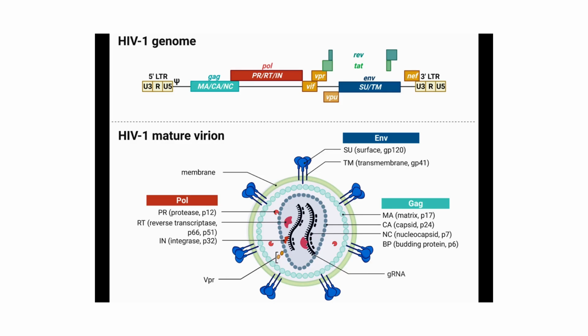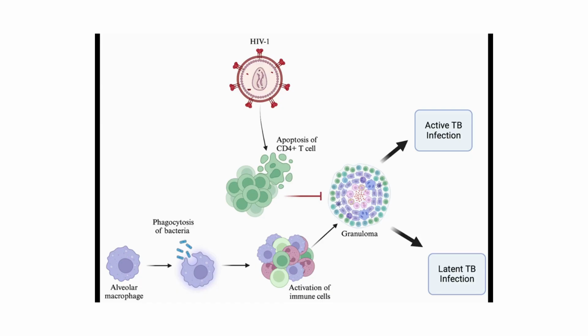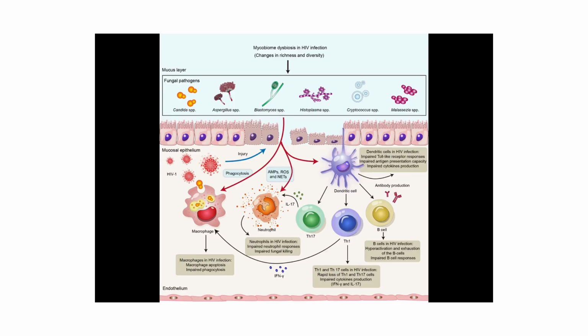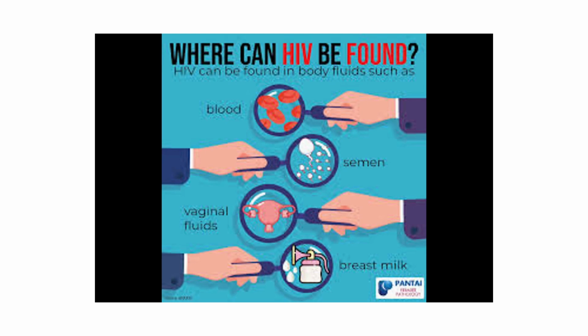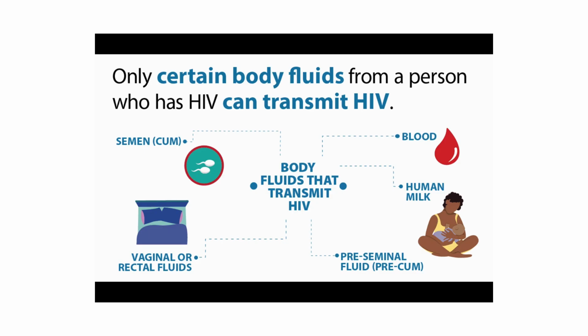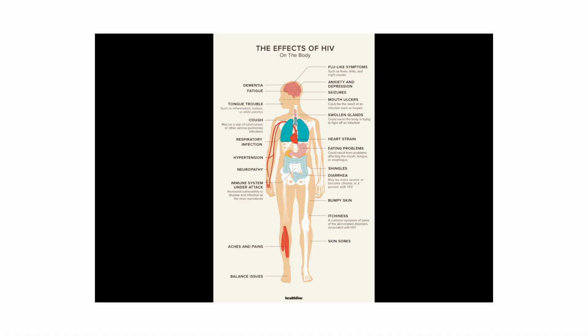HIV weakens the immune system. This makes the body more likely to get infections from other microbes, like tuberculosis bacteria, fungi, and viruses that would normally be easy to fight off. HIV spreads from person to person through blood, semen, vaginal fluids, and breast milk. It does not survive well outside the body and cannot be spread by casual contact or air.